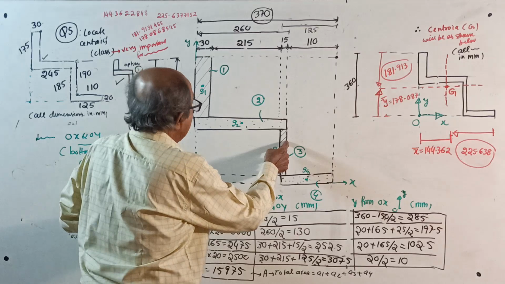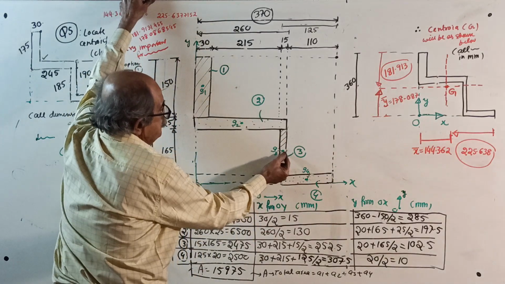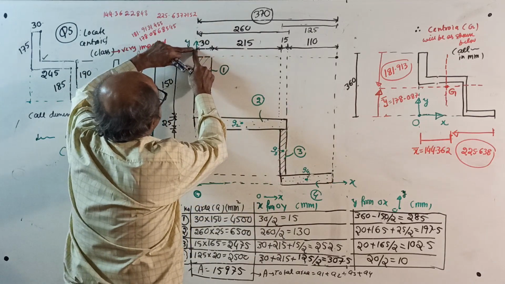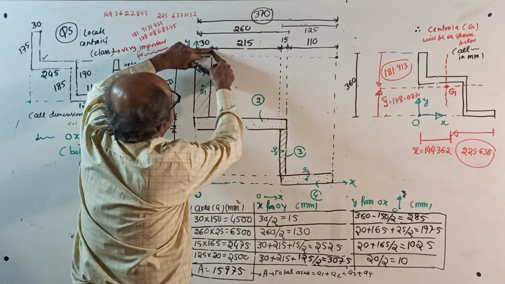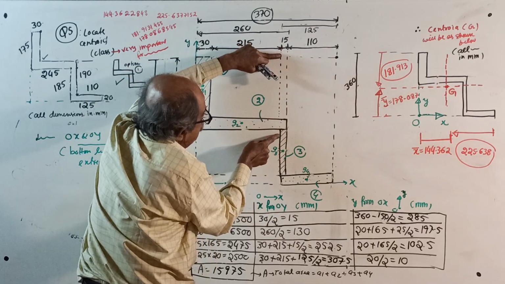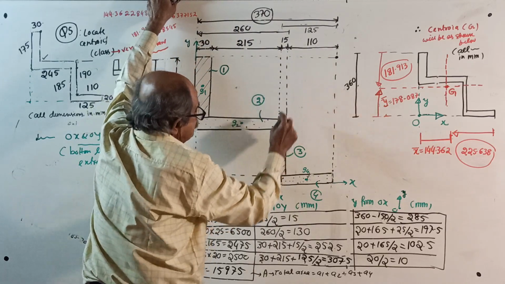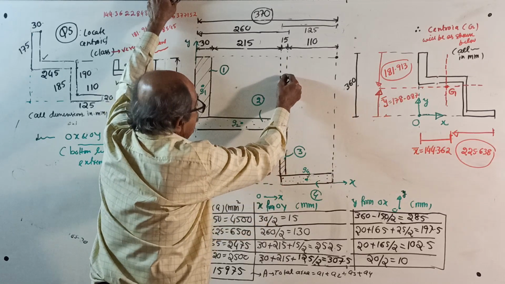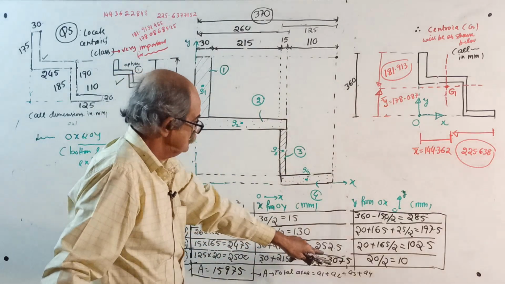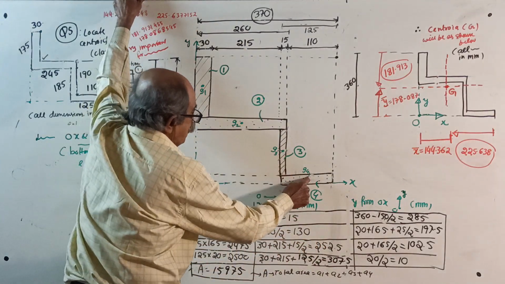Figure number 3, be careful. See, up to this centroid you require. 30 plus 215 will give distance up to here. See, from here up to here, plus center of this one is 15 by 2. That gives 252.5. High school mathematics. Figure number 4.